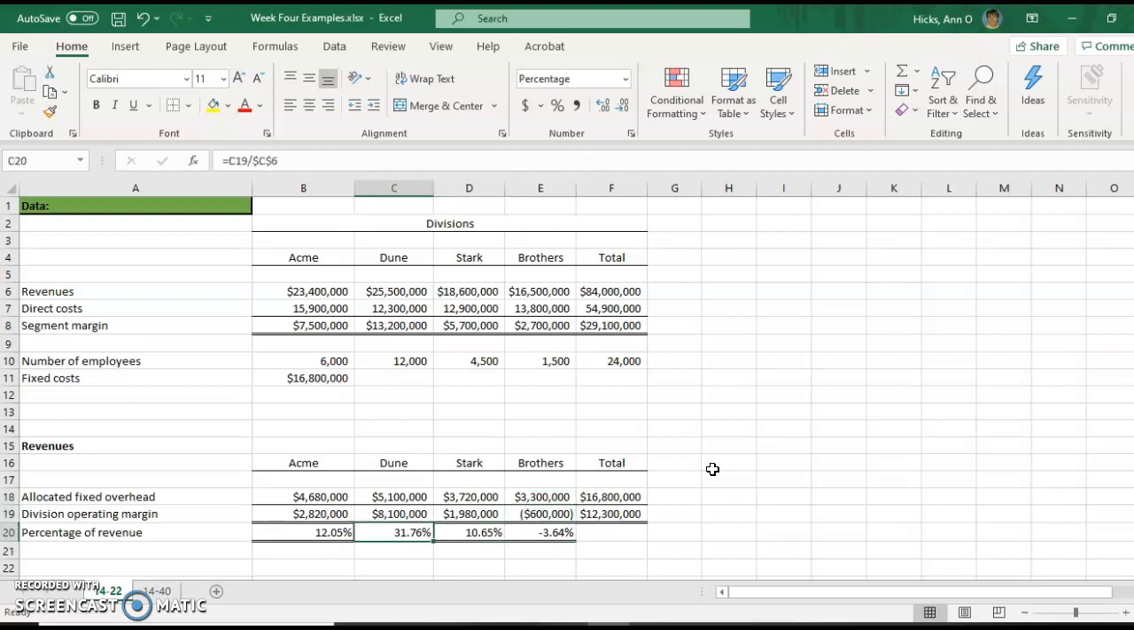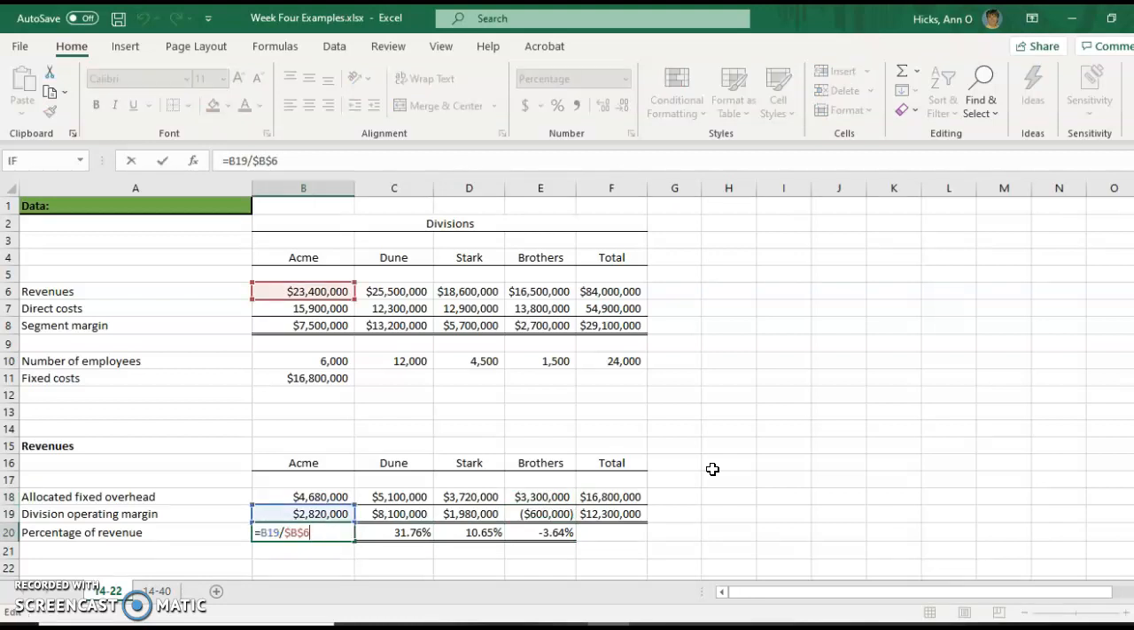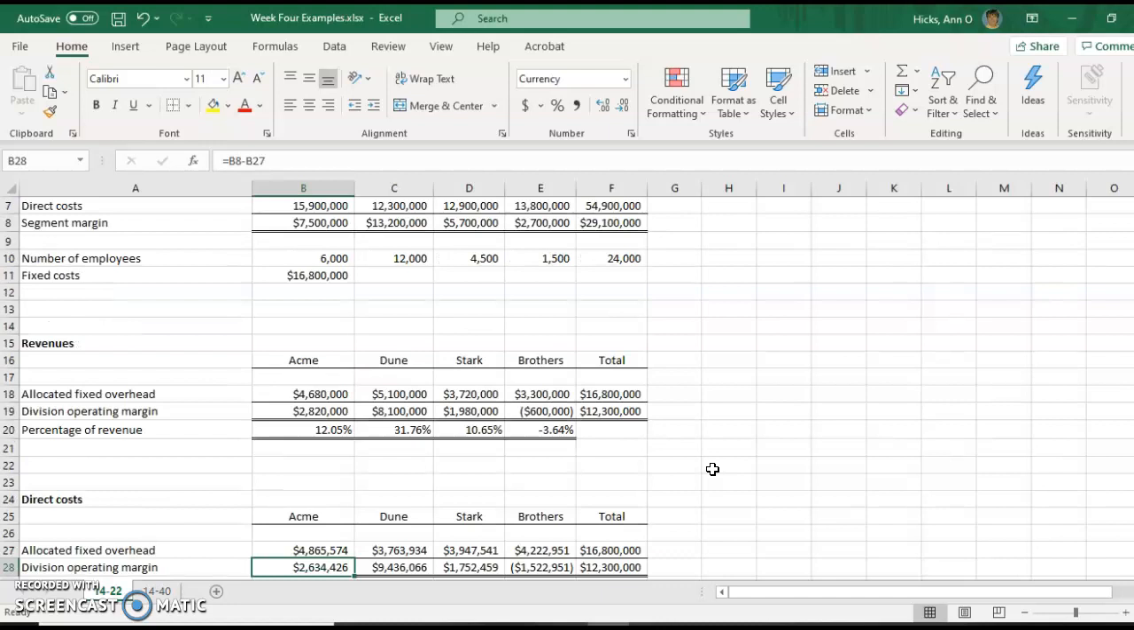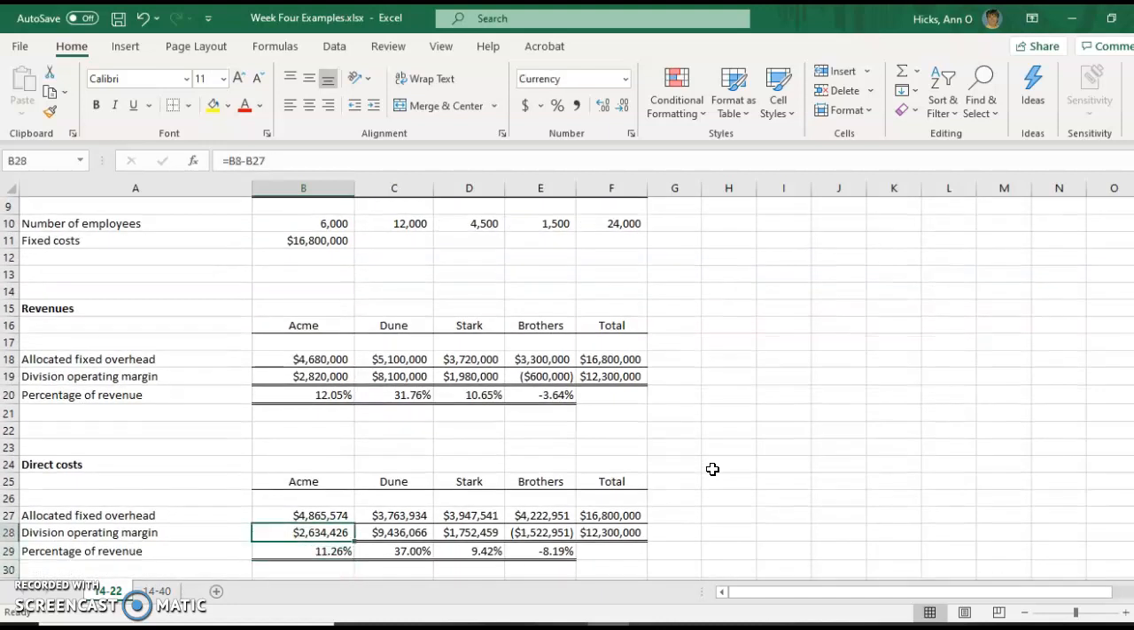This last line item is just the division operating income as a percent of revenue. Yet another way to evaluate the profitability. Okay, so in the second scenario, we're going to say, well, no, revenues shouldn't be the allocation base.